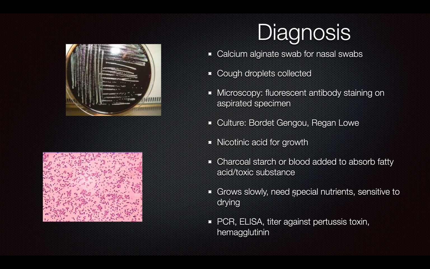Charcoal, starch, or blood is going to be added to absorb the fatty acid or the toxic substance, and it's a pretty picky bacteria. It grows really slowly. It needs the special nutrients such as the nicotinic acid, and it's sensitive to drying. And so culture may not be a good idea, but we can also diagnose using PCR, ELISA, or a titer against the toxin.